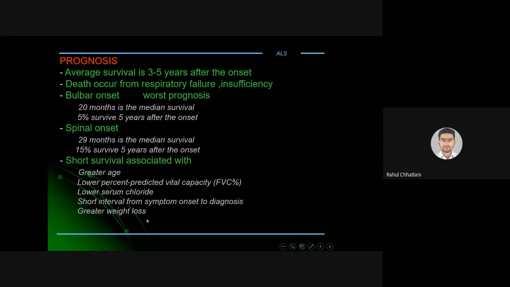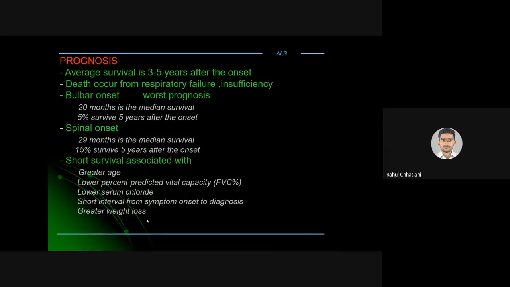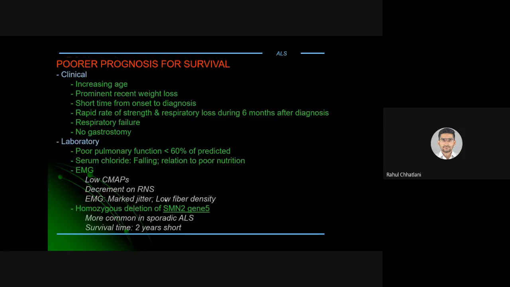And greater weight loss. If there is a significant amount of weight loss, that is, poor nutrition that the patient is undertaking, there are chances he or she will not survive. Poor prognosis for survival. Clinically, you see increasing age, prominent recent weight loss, short time from onset to diagnosis, rapid rate of strength and respiratory loss during the 6 months after diagnosis. Yes. So normal strength, the patient is coming to you, you are checking their strength and respiratory capacity. In 6 months, you see it is decreased significantly. That means the patient is deteriorating. And yes, because of this, the patient will not survive longer.